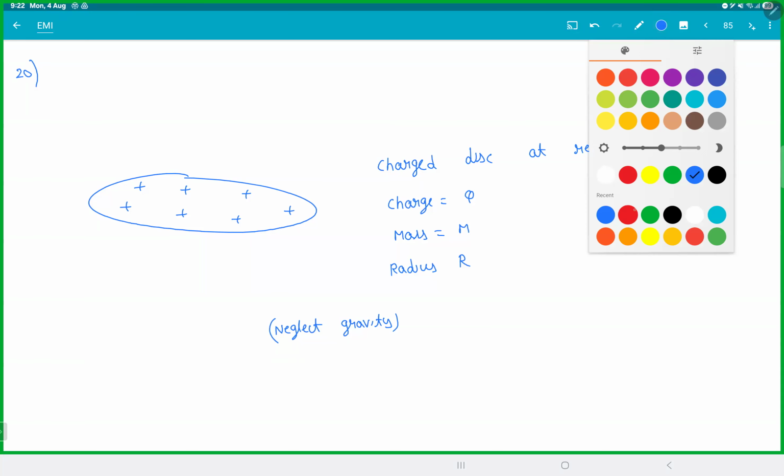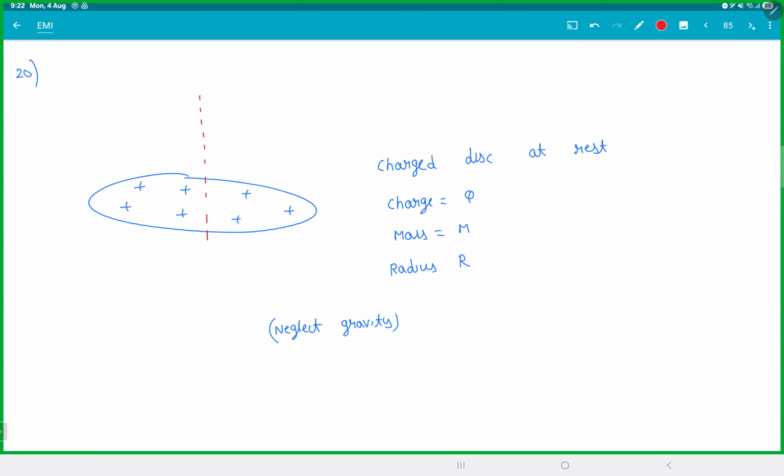Then what you did, you went and switched on the magnetic field. So initially there's no magnetic field, suddenly there's a magnetic field. Magnetic field B is switched on instantaneously, or switched on suddenly. Something happens and the disk starts rotating. Find angular velocity of the disk.